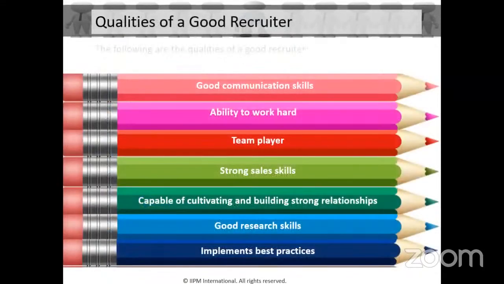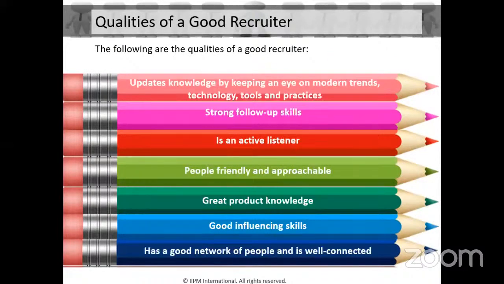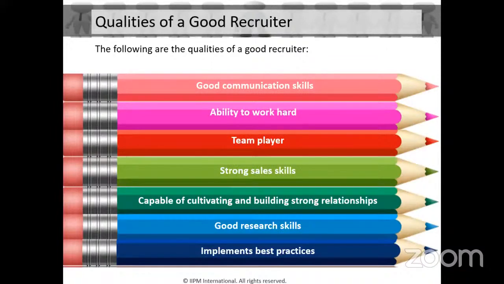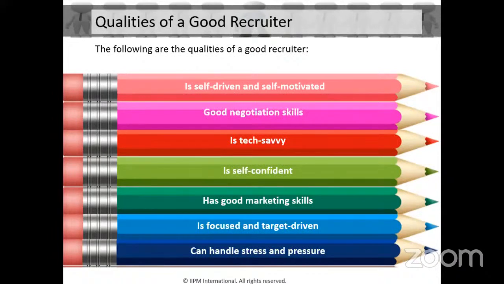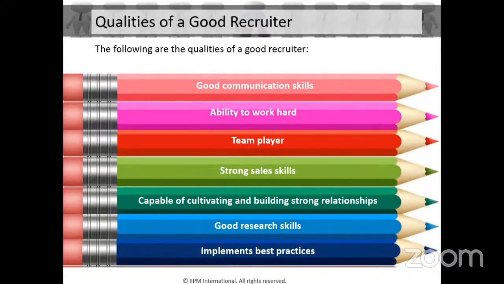Number 1, good communication skills. Number 2, ability to work hard. Another quality is being a team player, okay? Then another one is strong sales skills. You should be able to sell the organization well. Another one is that you should be capable of cultivating and building strong relationships. Very correct. Another one, good research skills. You should be able to research properly.